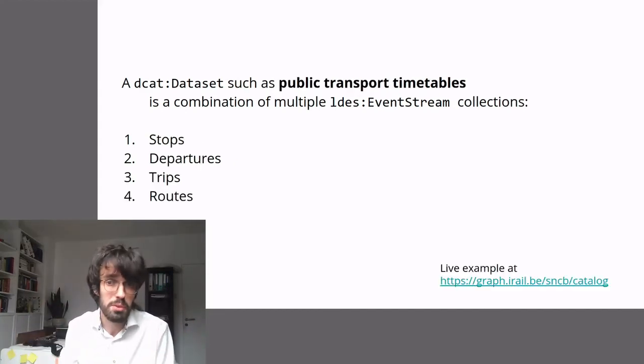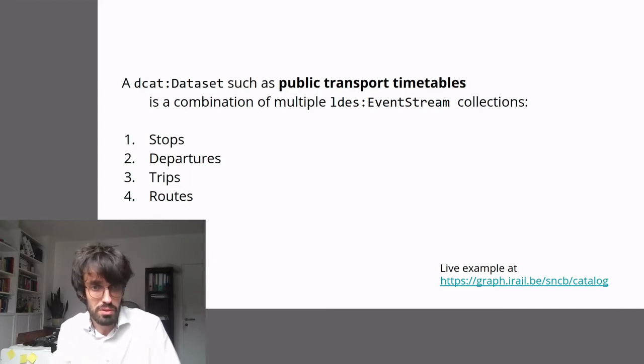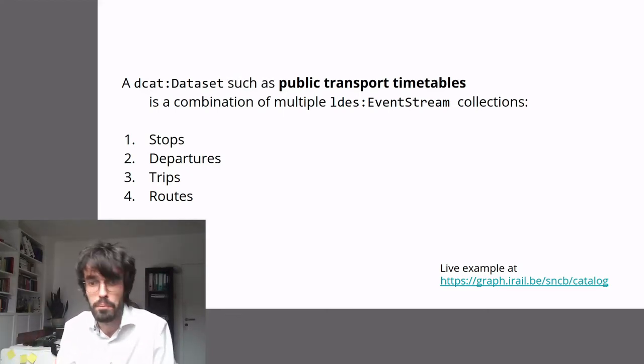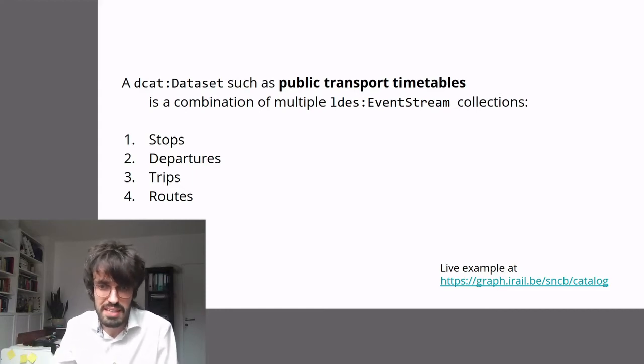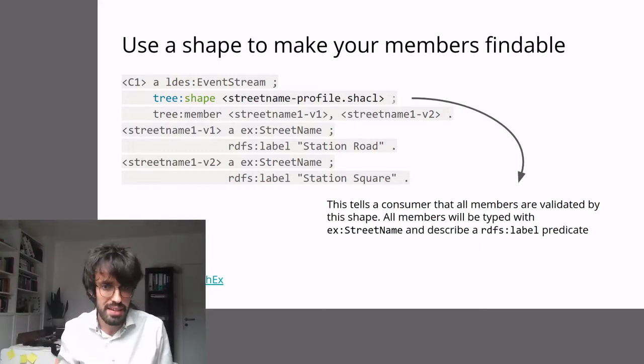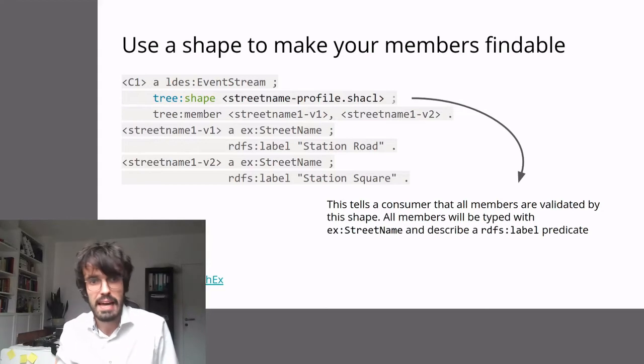Same story for public transport timetables. You can say we have the stations or the stops of our timetables. We have departures and arrivals. We have the trips, so the specific vehicles that pass by the stops. And we also have the routes they follow. And we also already have that in production, combined in a DCAT catalog at graph.irl.be/sncb/catalog.